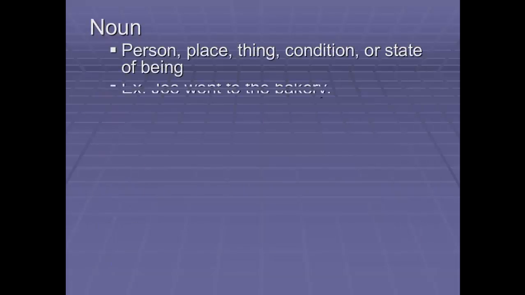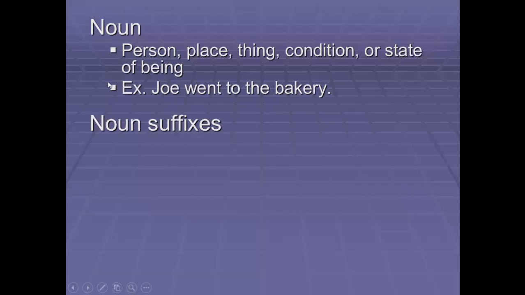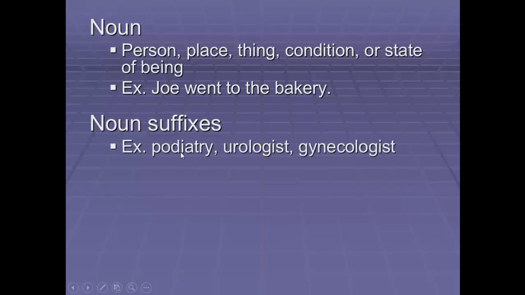There are also noun suffixes that are used. If you haven't reviewed what a noun is: a person, place, thing, condition, or state of being. In the example, Joe went to the bakery. Bakery is a noun. Joe is a proper noun. So a noun suffix is a suffix that's added to a word root to change that term to its noun form. In the examples, podiatry, urologist, and gynecologist.